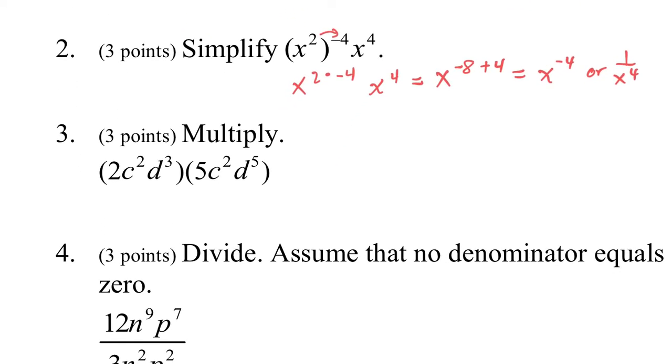Multiply these. Okay, 2 times 5, that's easy. That's 10. And then when you multiply your powers, like c to the 2nd times c to the 2nd, you add the exponents. And then d to the 3rd times d to the 5th means d to the 3 plus 5. And we end up with 10c to the 4th d to the 8th. And that's done. Easy and done.